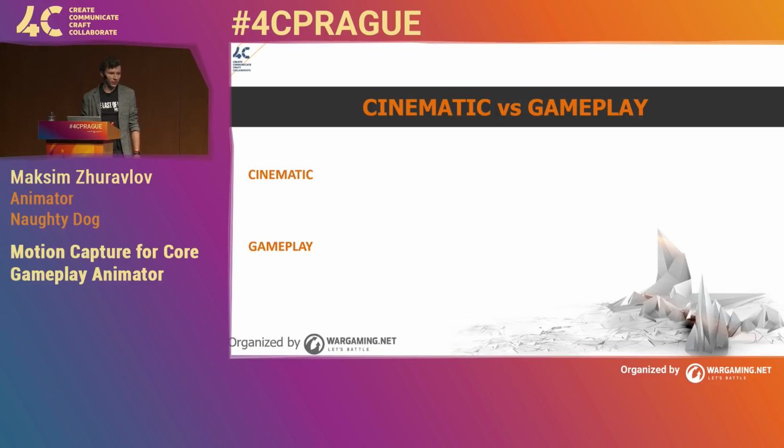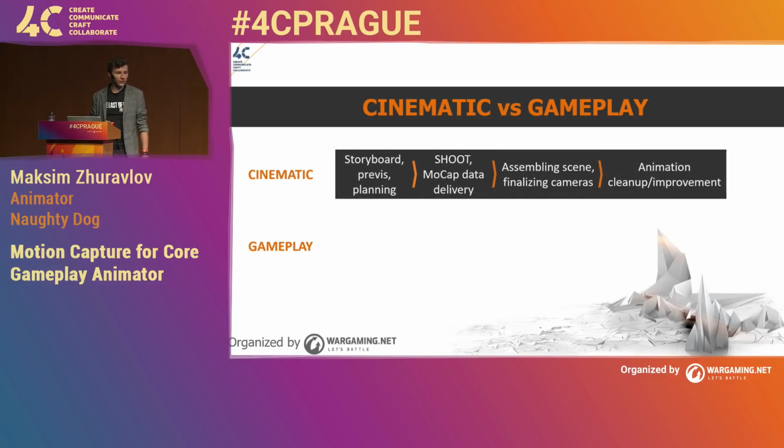To start talking about gameplay animation, we need to understand why it is so unique and why it's so different. If we look at a normal cinematic pipeline, normally you do storyboard, previs planning, then you do all the coordination, shoot data, assemble it into the scene, put on the cameras, and then you start polishing it up, right?